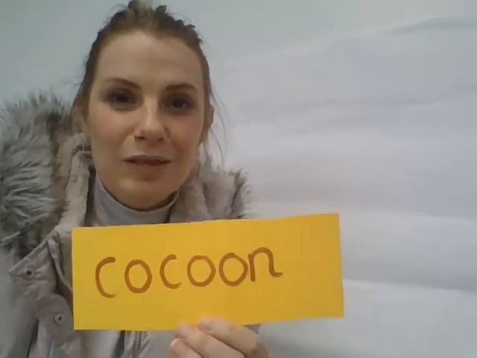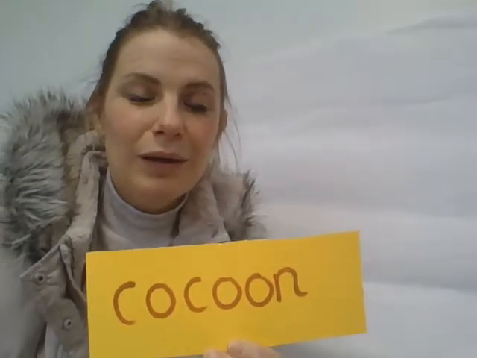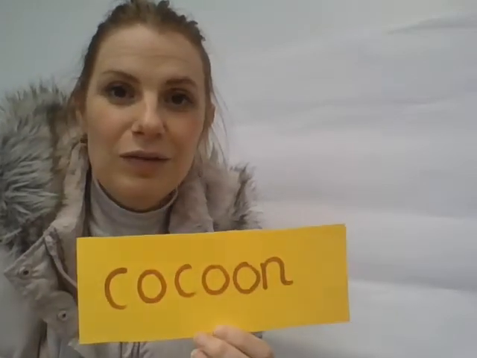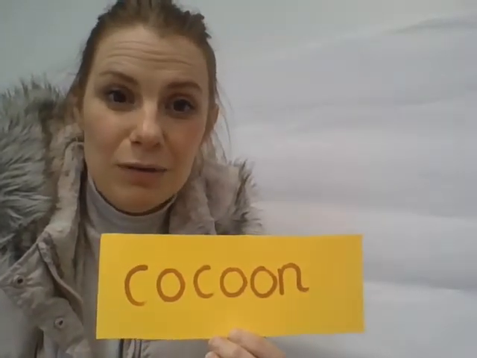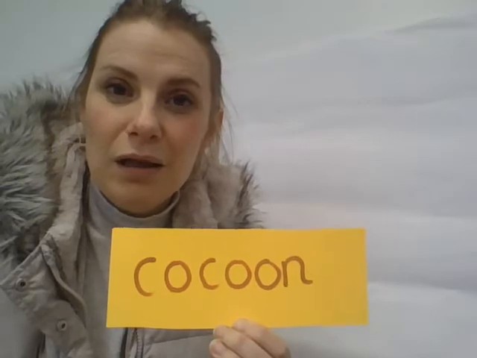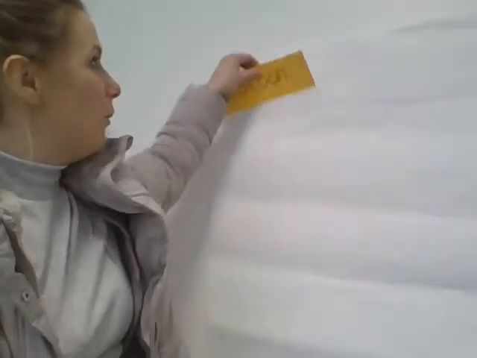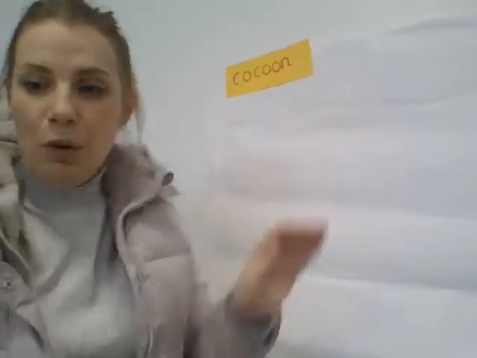So first of all, we know this word. This is a cocoon. Now, I'd like you to pause the video and tell your helper what you can remember about a cocoon. Well done. So the cocoon is what the caterpillar makes around itself and stays in there while it turns into a butterfly. Now, we'll see if we can learn some more about a cocoon in our information book today. I'm going to pop that up there.